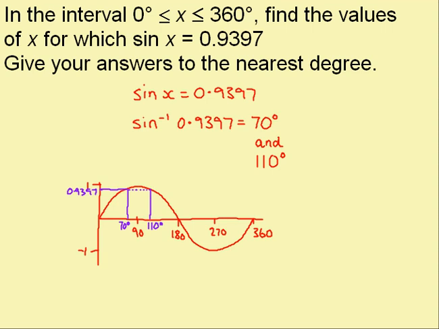Just out of interest, another way of getting the value of 110 is to realise that our one value is here at 70. So using the symmetry of the graph, we can take that 70 away from 180 to give us 110.